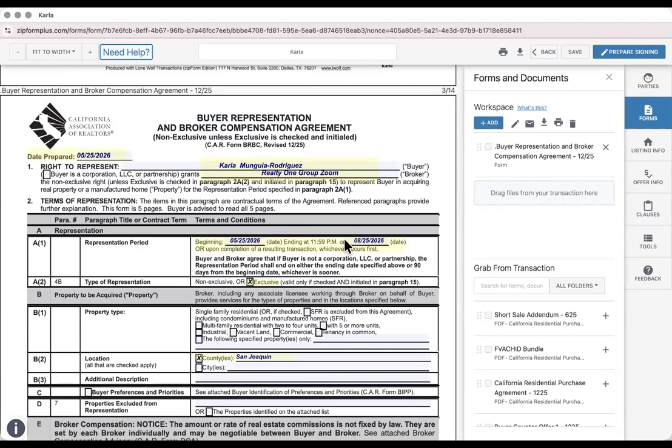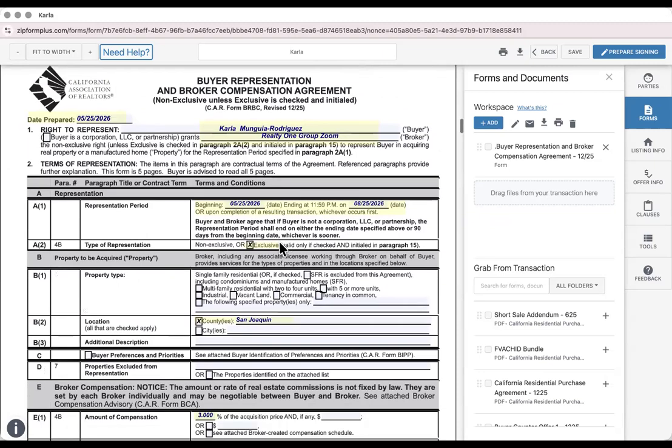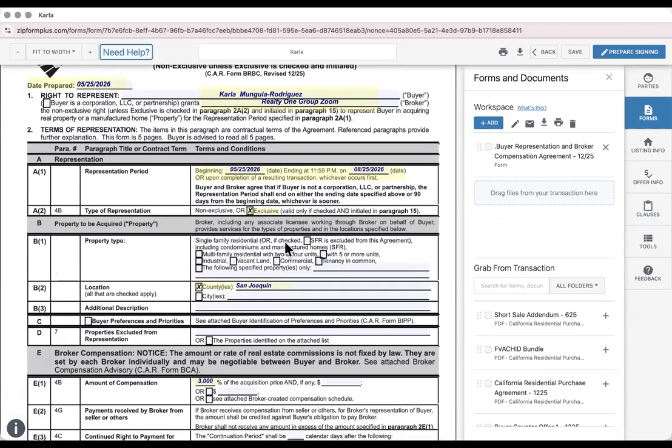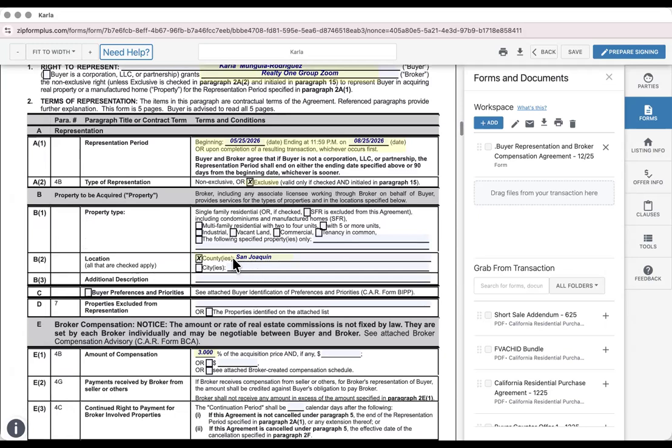The representation period time. This is where it's only 3 months. This is where you would click exclusive. This is the single family residential, and this is the box I'm telling you guys not to check because it does say single family residential, but it's excluded. So don't click that box. Sorry. All right.